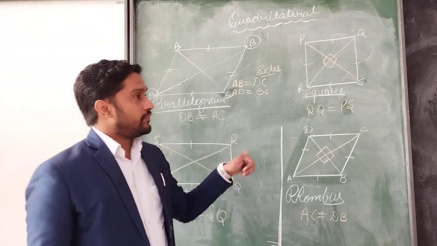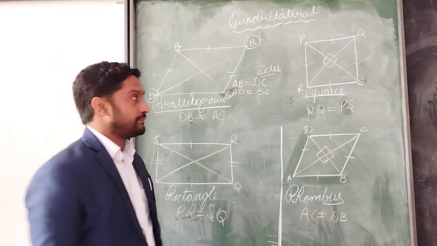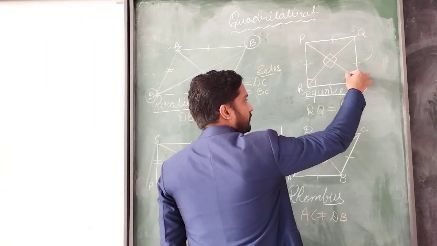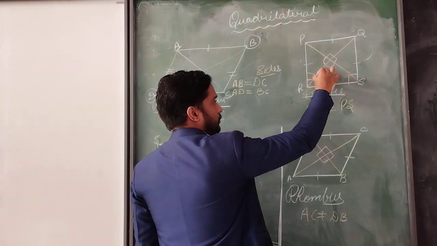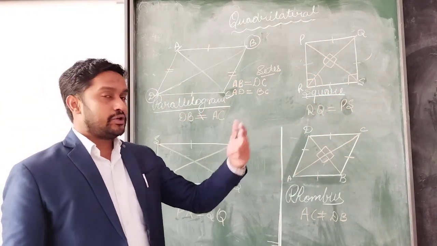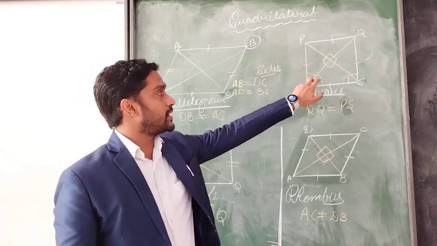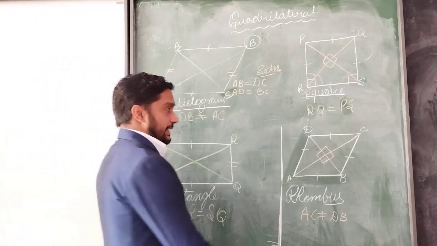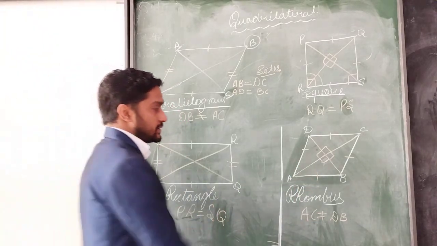Second property: whenever a diagonal passes through a vertex, it bisects the angle. In a square, we know the interior angle is 90 degrees. Whenever the diagonal passes through the vertex, it bisects the angle into two equal parts. Bisect means dividing an angle or a line into two equal parts. So 90 will be divided into two equal parts, 45 and 45. Same case in rhombus: whenever a diagonal passes through the vertex, it bisects the interior angle into two equal parts.